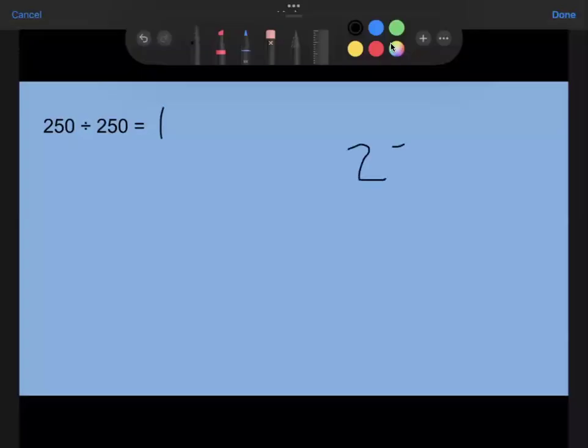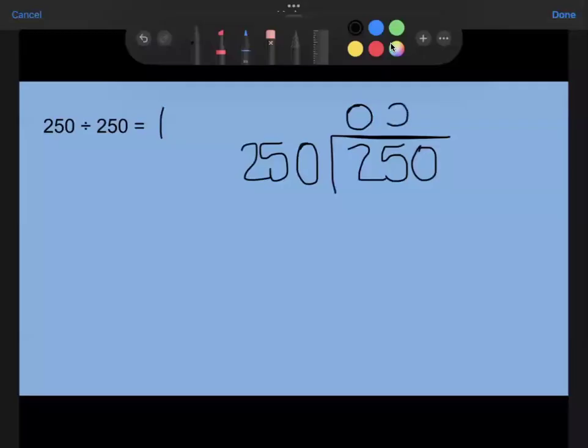Let's put the 250 inside and then the other 250 on the outside. So 250 doesn't fit into 2 or 25, but it would fit into 250 exactly one time. 1 times 250 is 250, and when you subtract it, you get 0 left over. So your answer here is definitely 1.